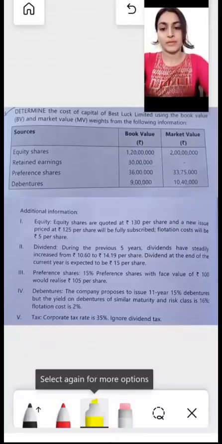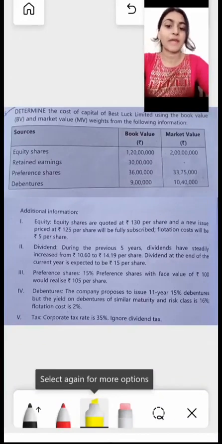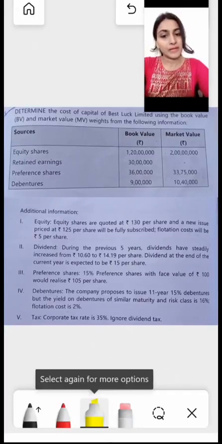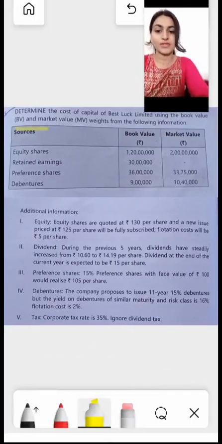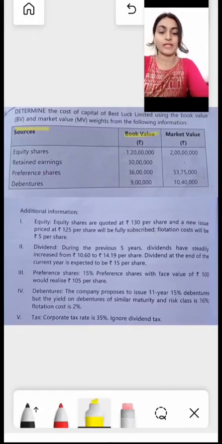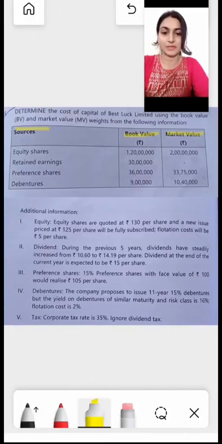Okay, so the problem is like this. Determine the cost of capital of Best Luck Limited using the book value and market value weights from the following information. They have given the source and they have given the book value as well as the market value. Sources are equity, retained earnings, preference shares, debentures, and the book value amount and market value amount also they have given.